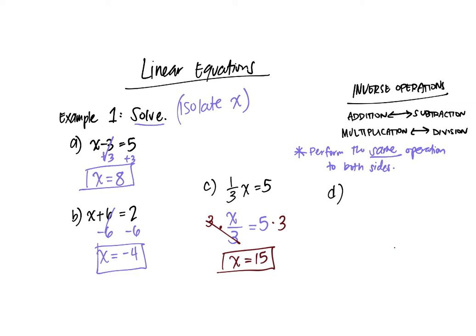For letter D, we have 4x equals negative 8. I know 4x is just 4 times x, so I'll now divide by 4. So negative 8 divided by 4 is negative 2. Again, if you want to check it, you could just plug it back in. 4 times negative 2 is equal to negative 8, and that's true.